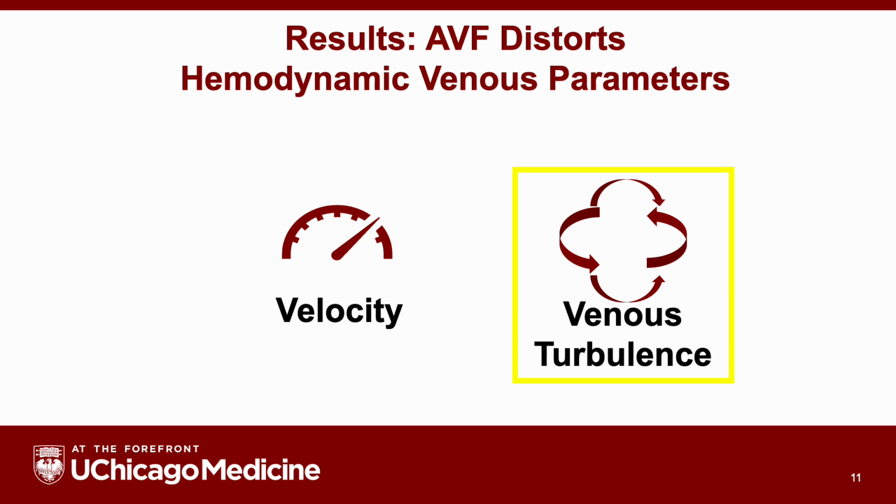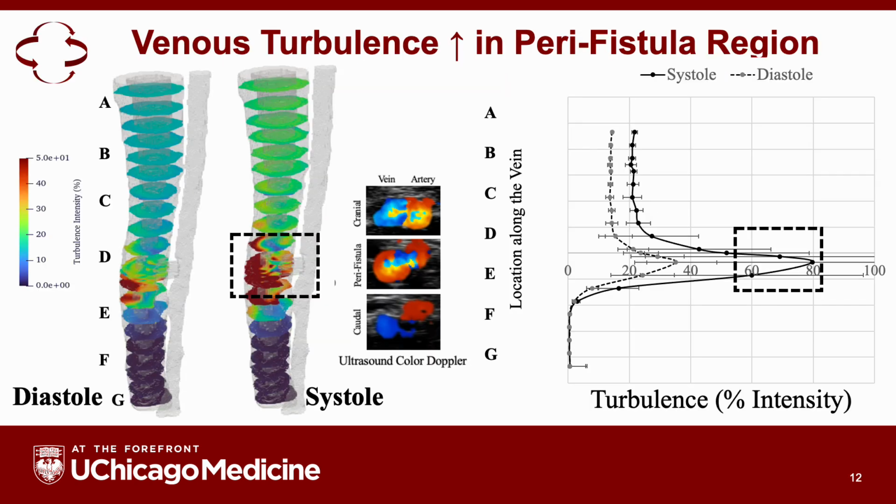With a precise input from experiment, our CFD model can predict the flow pattern and spatial gradients of the hemodynamic factors in the AVF that are not easily accessed by experiments, such as velocity and turbulence. In this talk, we will focus mainly on venous turbulence profiles. Our CFD model is able to predict the gradient of turbulence along the vein with a significant increase in the turbulence intensity in the perifistular regions.